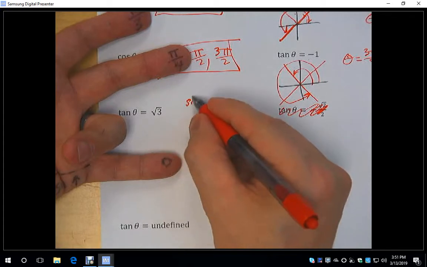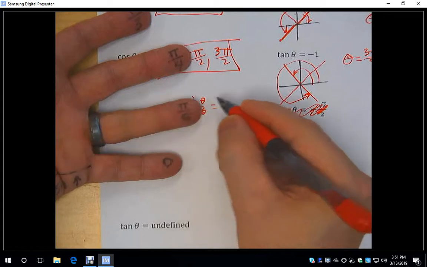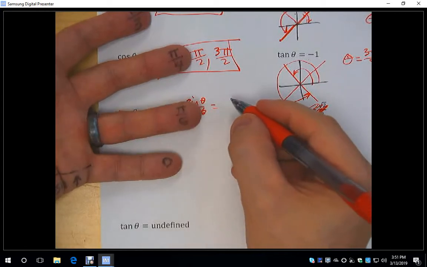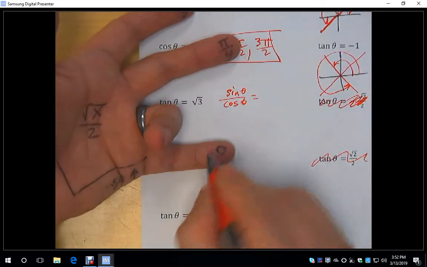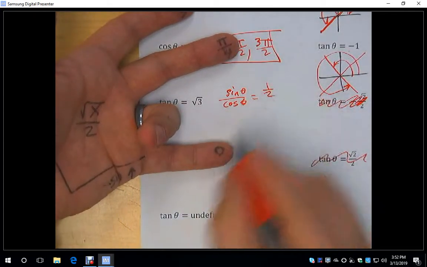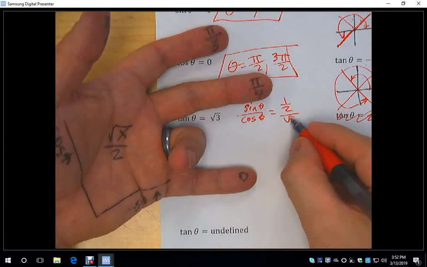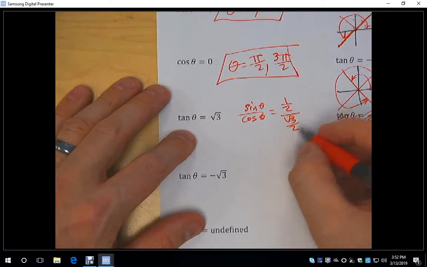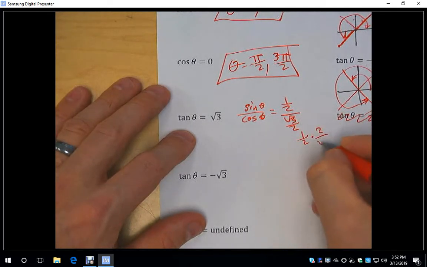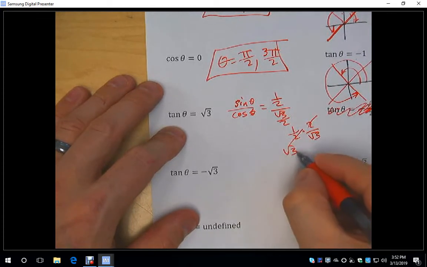Tangent of theta is the same thing as sine of theta over cosine of theta. Now, if I chose to do pi 6, then sine of pi 6 is going to give me 1/2 over the other direction, the square root of 3 over 2. Take the reciprocal, that gives me 1/2 times 2 over the square root of 3, and cancel these out, and I'm left with 1 over the square root of 3.